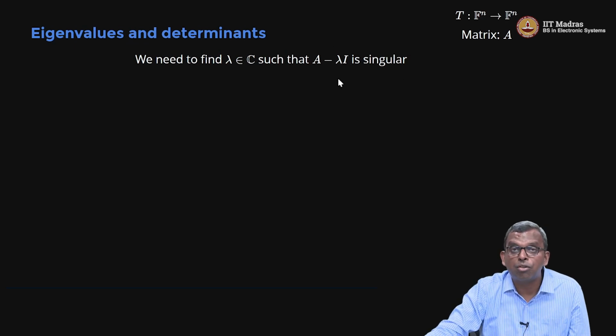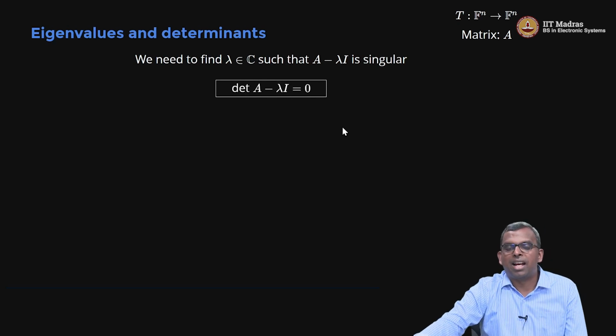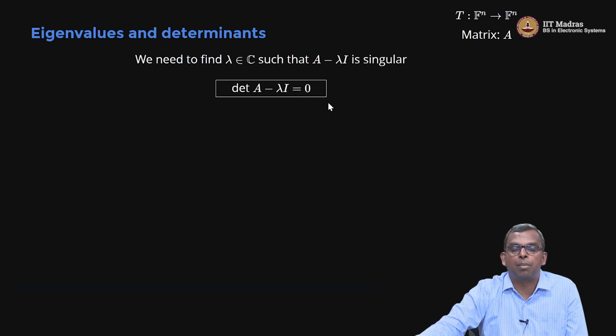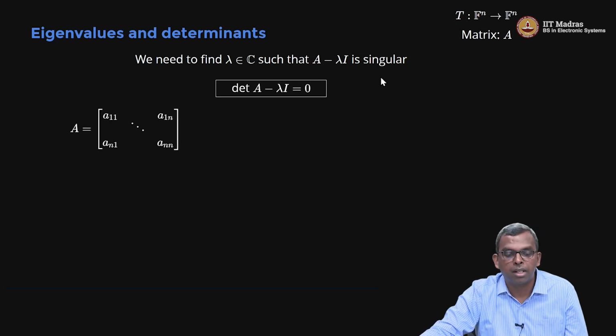Now we have a condition for singularity, right? It's the same as determinant A minus lambda I being equal to 0. So we get one very nice condition in terms of lambda, which gives you all the eigenvalues. Anytime lambda is an eigenvalue, determinant A minus lambda I has to be 0 because A minus lambda I has to be singular. Okay, that's the nicest thing.